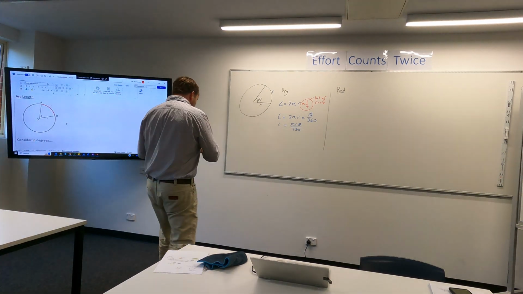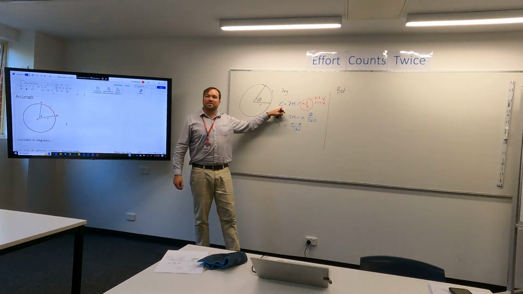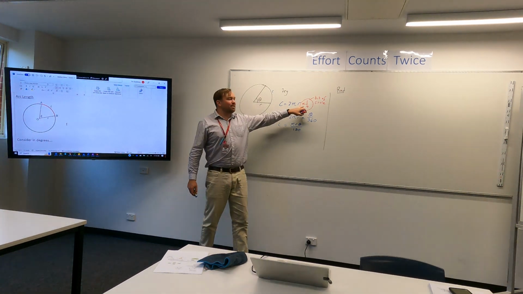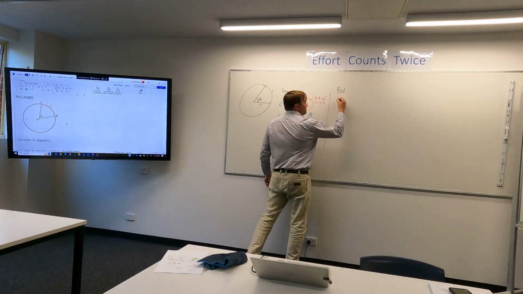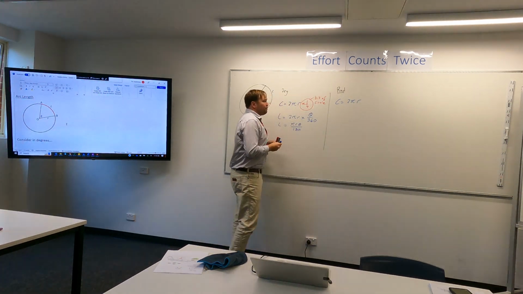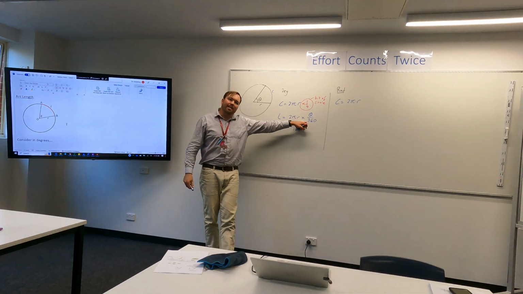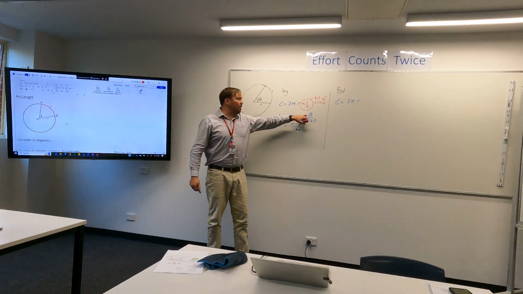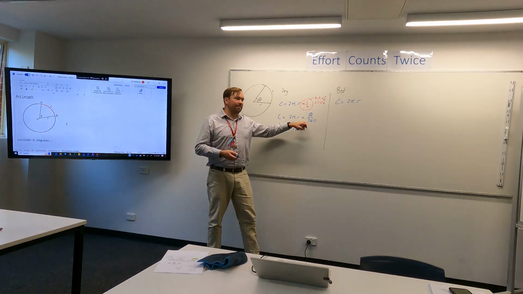In radians, the starting point's the same. We're going to start with the circumference of a circle and multiply by some sort of fraction. So for here, circumference is 2 pi r, but for our fraction, we're not going to use theta on 360. Instead, we're going to use theta on the equivalent of 360, which is 2 pi.